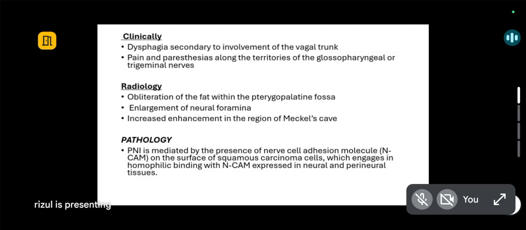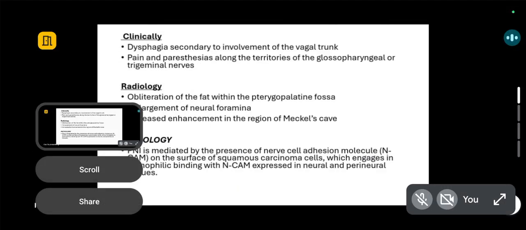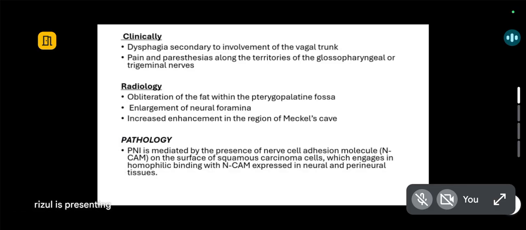Pathologically, it is mediated by the presence of NCAM, that is neural cell adhesion molecules, on the surface of squamous carcinoma cells, which engage in homophilic binding with these receptors expressed in the neural and perineural tissues. So perineural invasion is typically the process of these microscopically involved peripheral nerves, and basically involves all the unnamed peripheral nerves.